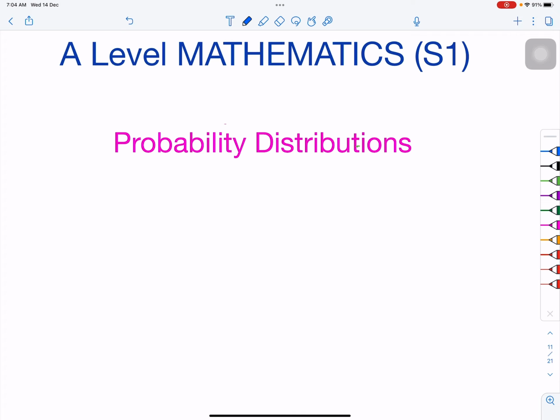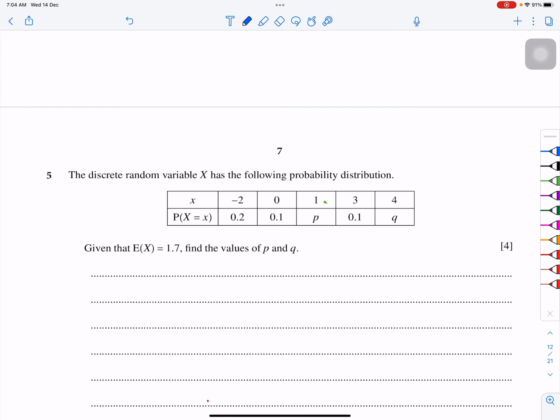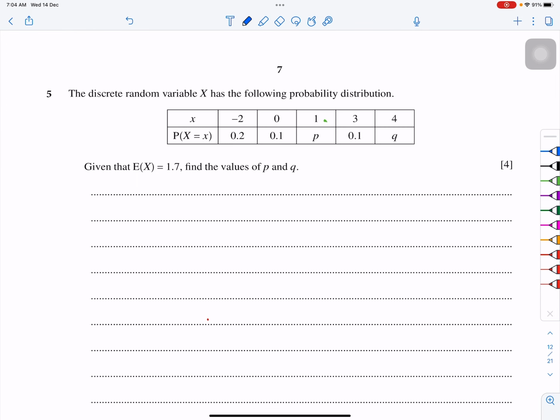So let's see the question. The discrete random variable X has the following probability distribution. You can see this table here, probability distribution. There are two unknown values in this probability values, p and q, and the value of mean, which is expectation of X, is given to you.